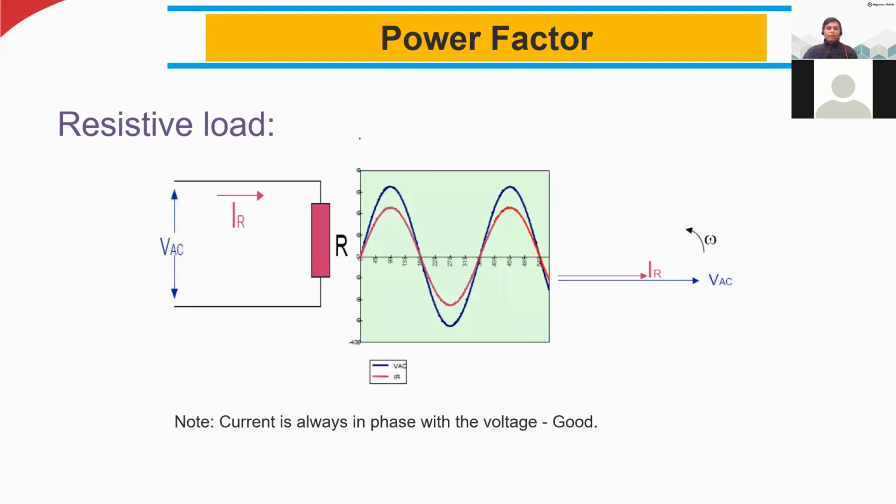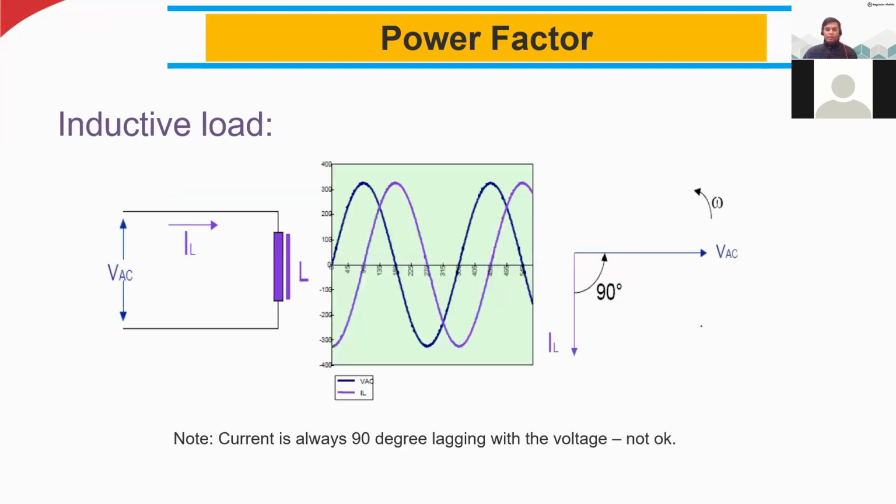Whenever we have a resistive load in a circuit, what will happen? Here the blue color is the voltage and the red color is the current. You can see they are in phase. It means there is no phase difference between the voltage and current. The current is in phase with the voltage. This is actually good. It means the power factor is 1.